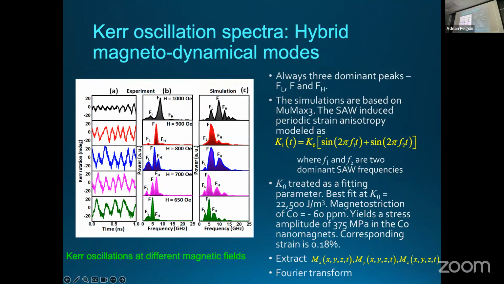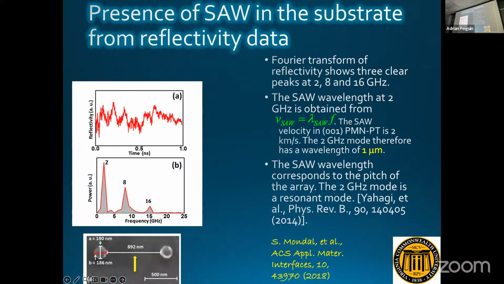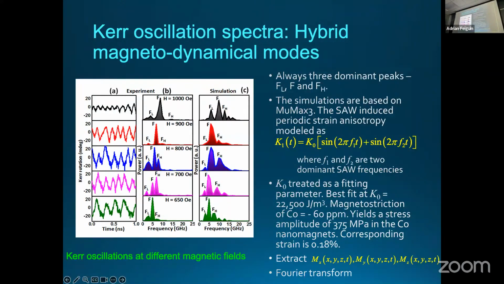Now, how do you do the simulations? They're based on this package called MuMax3, which is a standard package for simulating magnetodynamics. The SAW-induced periodic strain anisotropy is modeled like this, with 2 terms. Why 2 terms? Because we see that there are 3 frequencies. 16 gigahertz is too high a frequency, nothing will respond to that. So forget about the 16, we keep the 2 and the 8. Those are the 2 frequencies that go in here, F1 and F2, the 2 dominant SAW frequencies that we see in our previous experiment.